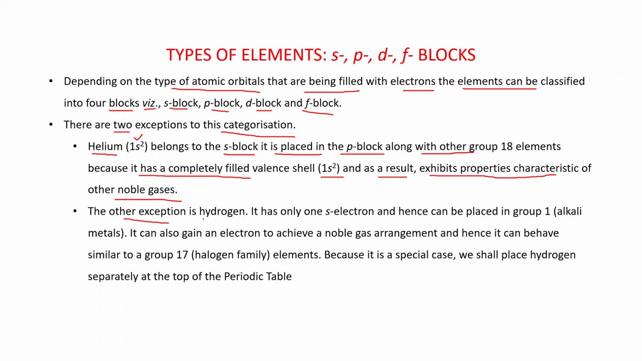The other exception is hydrogen. It has only one s electron and hence can be placed in group 1, that is alkali metals. It can also gain an electron to achieve a noble gas arrangement and hence it can behave similar to group 17 elements, and group 17 elements are known as the halogen family. Because it is a special case, we shall place hydrogen separately at the top of the periodic table.